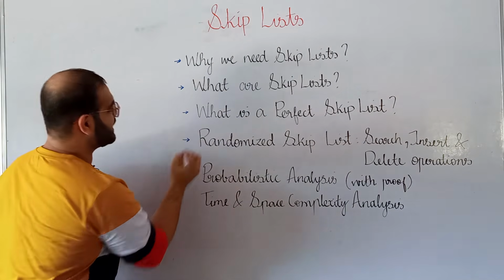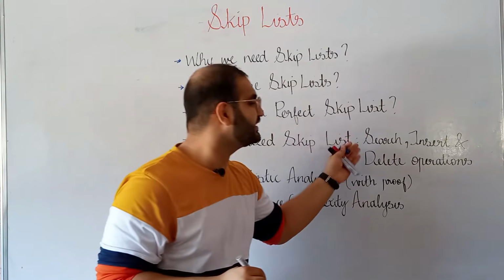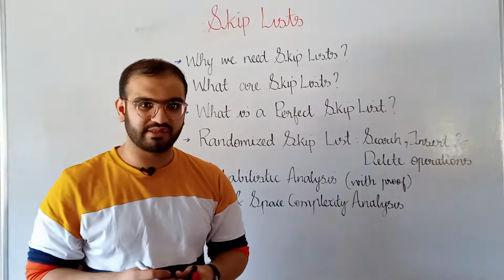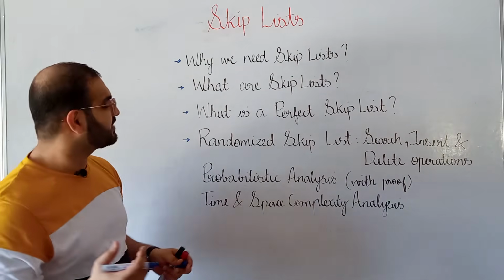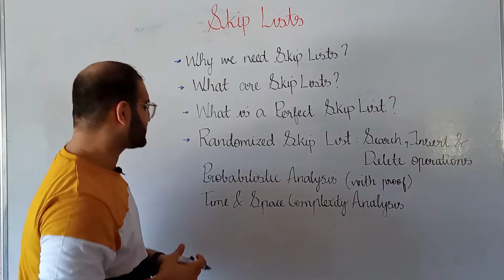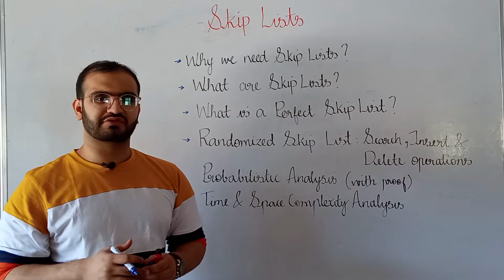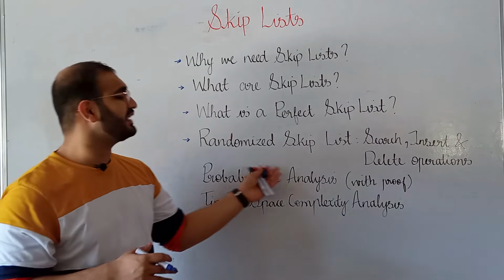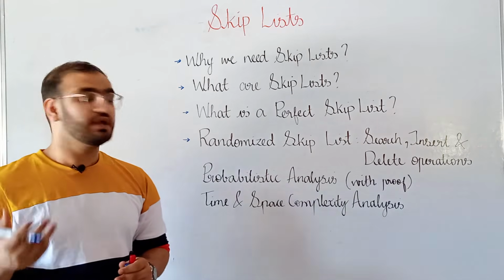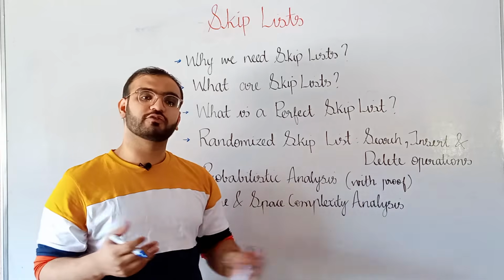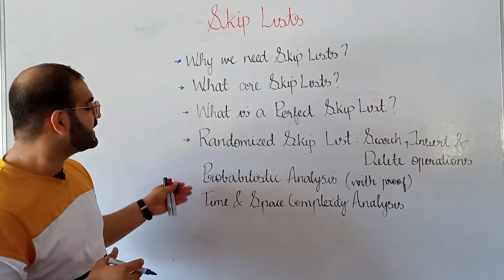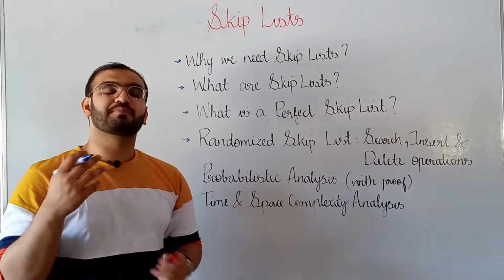Then we will move to the randomized skip list, and thereon we will see different operations like search, insert and delete operations in a skip list, right? As skip list is a probabilistic data structure, we will do probabilistic analysis in order to analyze the skip list in greater depth, and this will involve a lot of proof and algebra. And then finally we will discuss the time and space complexity.